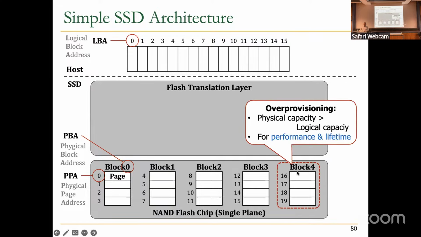By checking these, you can see that we have over provisioning. Physical capacity is larger than logical capacity, which is the case when you use an SSD. So you actually have more capacity, but you cannot use it. When you buy a 1 terabyte SSD, internally it might be much more than 1 terabyte. But that needs to be used for performance and lifetime.